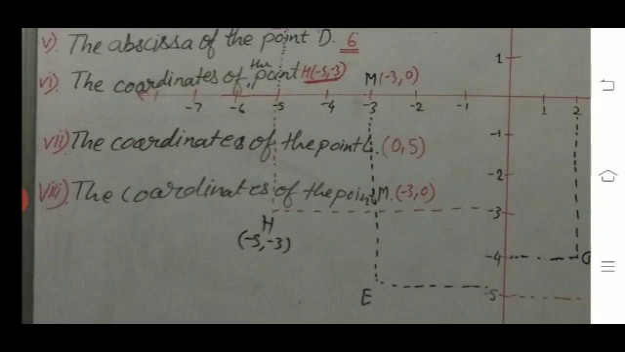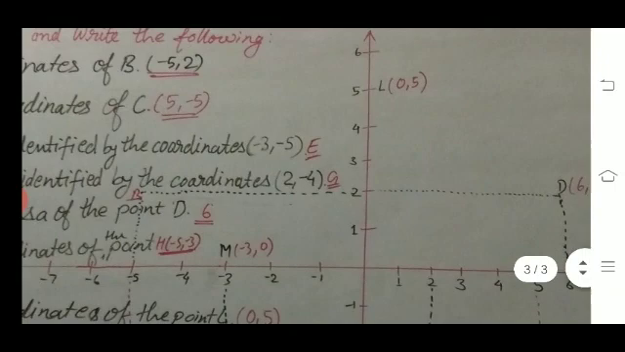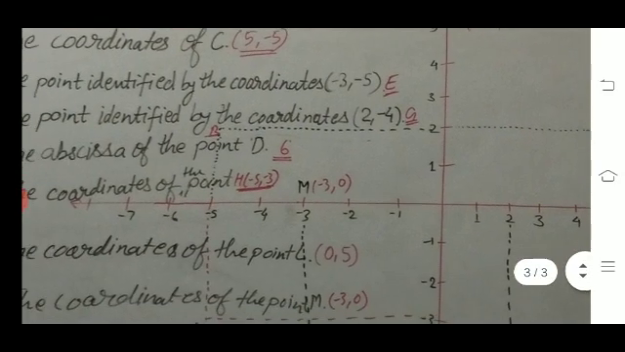Seventh part, the coordinates of the point L. Where is L? L is on the y-axis. For coordinates on the y-axis, the x coordinate is 0. So the required coordinates of point L are 0 comma 5.